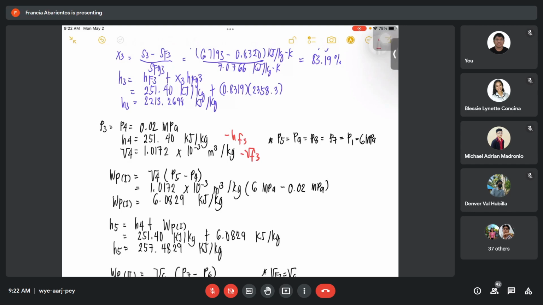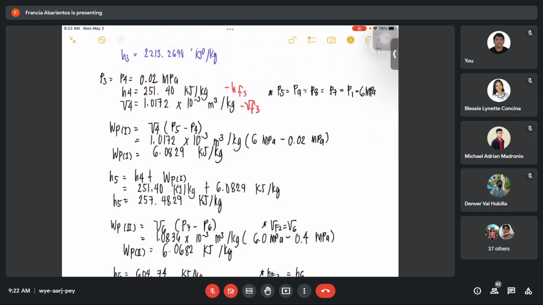Sabi ko kanina, in an open feed water heater, we make use of the approximate pump work of the two, from the pressure at the condenser to the pressure at the boiler. While here in a closed feed water heater, we compute for the different pump work in each process. Okay? Since we have the point 1, so sa condenser, class, from the condenser to the closed feed water heater, yun yung first pump work natin.